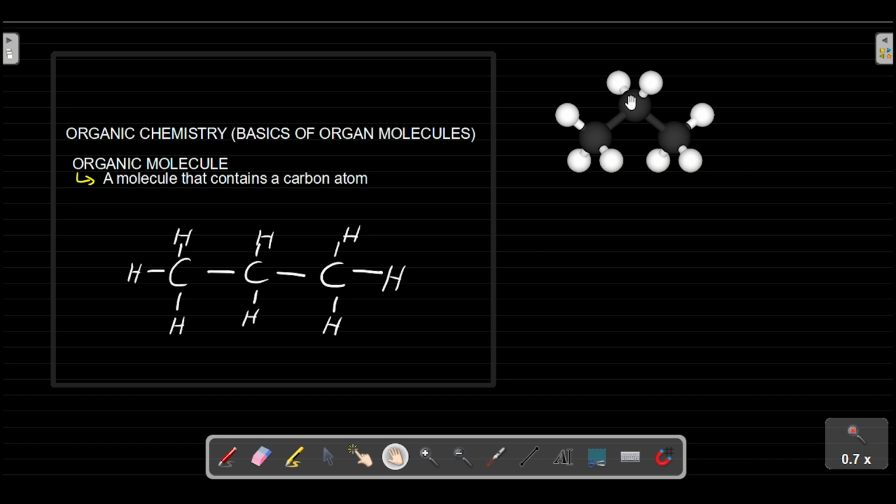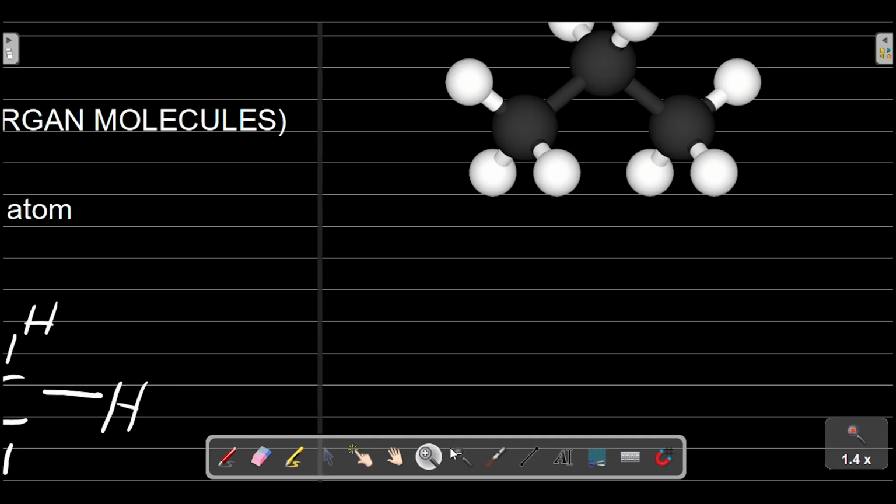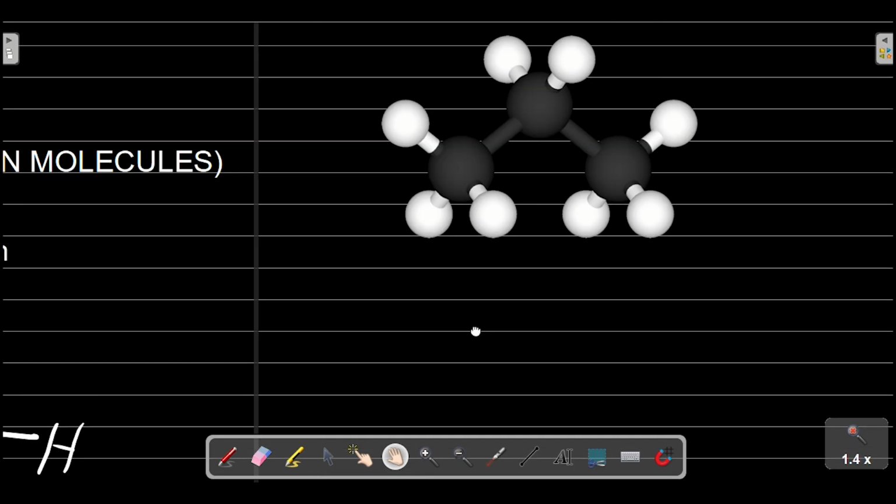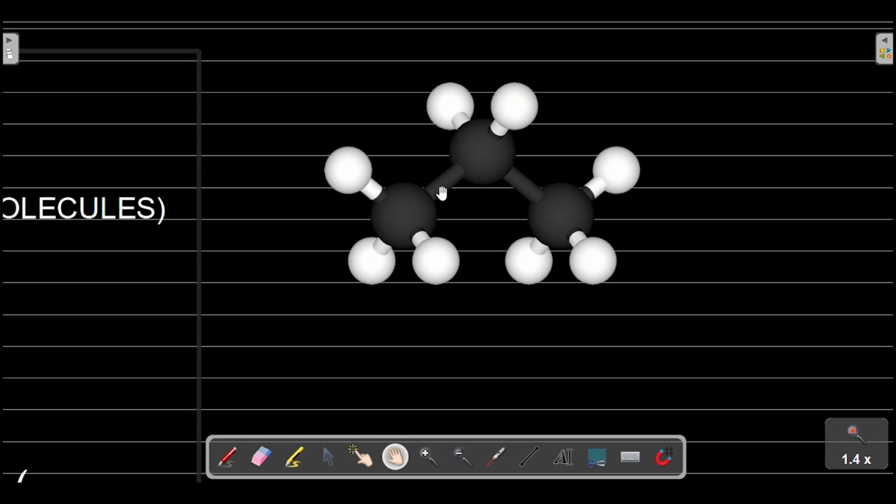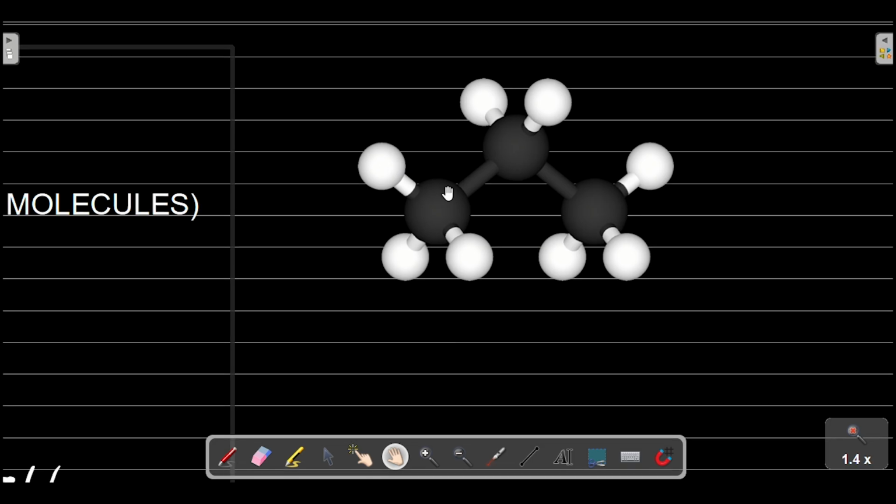Here is a 3D representation of propane with the white spherical objects representing the hydrogen atoms and the gray spherical objects representing the carbon atoms. And the lines in between them represent the bonds between the hydrogen and the carbon and between the carbon atoms.